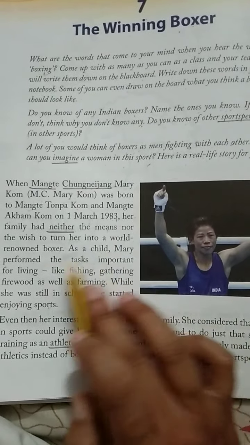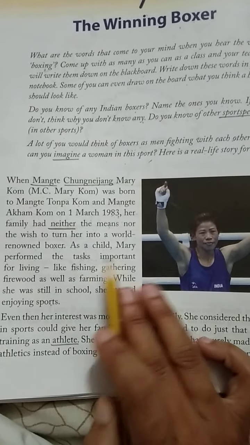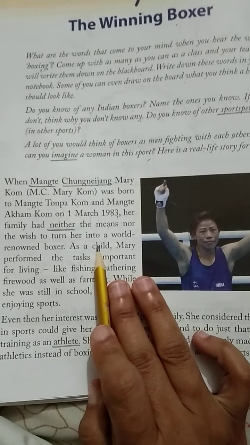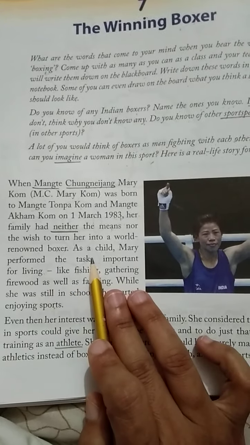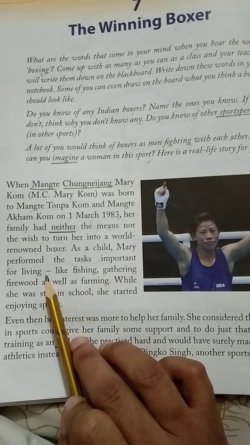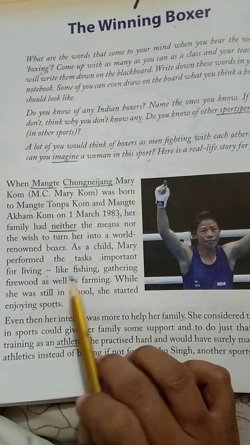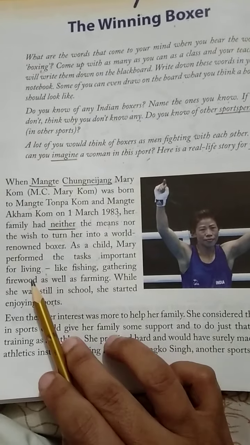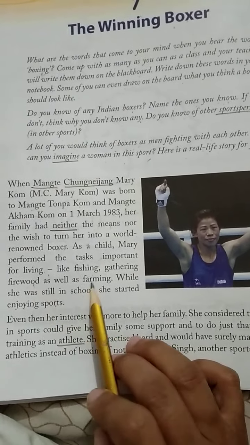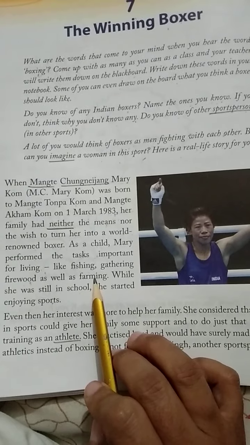As a child, Mary performed the tasks important for living. जब वो छोटी थी as a child, as the family was poor, so she also used to work for the family. She also used to do some work for living with the family to earn money. क्या करती थी वो? Like fishing करती थी, gathering firewood, लकड़ी इकट्ठा करना. Firewood means लकड़ी, आग जलाने के लिए. As well as farming also she used to do when she was a child.